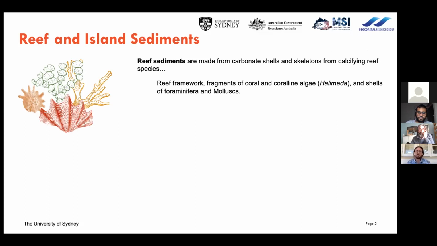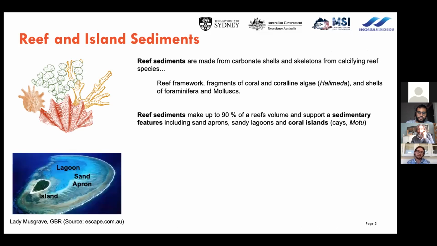And over geological time, we have this production of sediments, and eventually the formation of sedimentary features. So we have sand aprons, which are these areas here. We could have sandy-lined lagoons, and coral islands as well. It's important to note that in a coral reef system, sediments make up around 90% of the physical volume of a reef, because through geological evolution sea level would rise and the sediments would build up as you go.